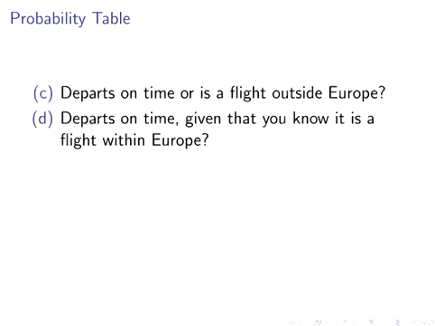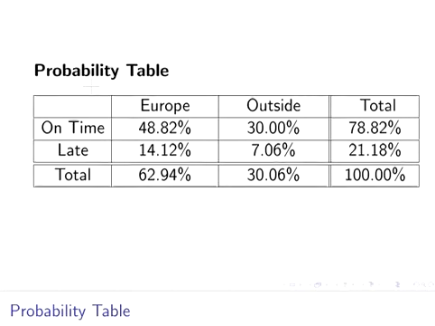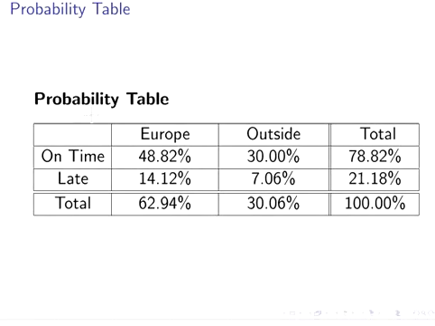The third question is, what is the probability it departs on time or is a flight outside Europe? So it actually has to depart on time or outside Europe or both. Let's go back to the table for a second. The probability that it departs on time is 78.82%.